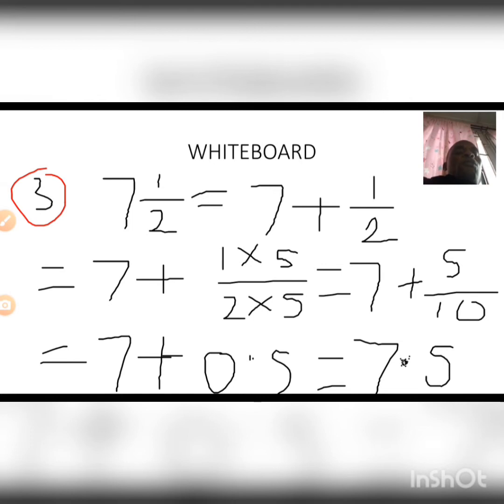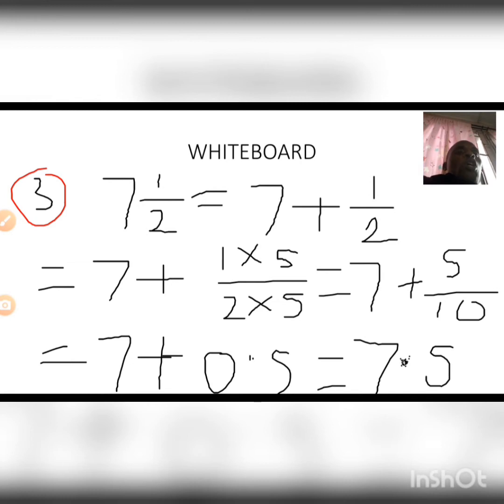Now first, we try to separate the whole number from the proper fraction. So we are going to have 7 plus 1 over 2. Remember, the whole number is kept. We don't try to change the whole number.